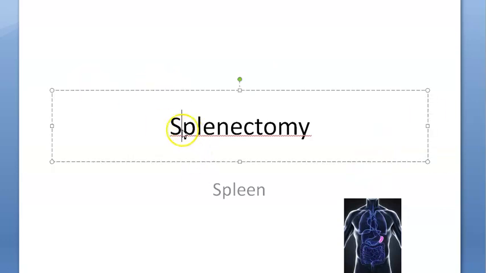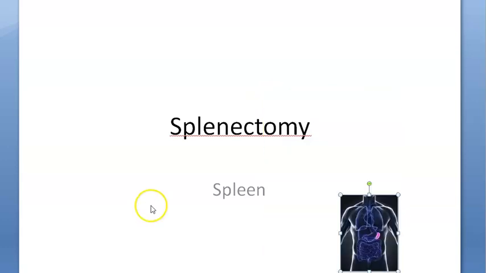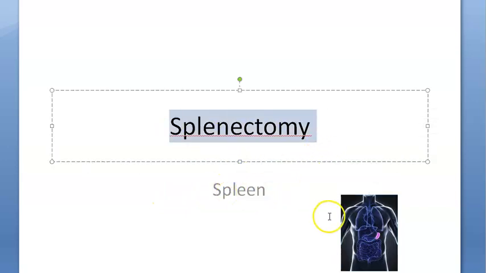Hello people, in this video let us look at splenectomy. That is, we are going to remove the spleen and discard it. So here's the spleen. There's only one spleen that you have. It's on the left side, and spleen has two E's. Well, splenectomy has only one E.